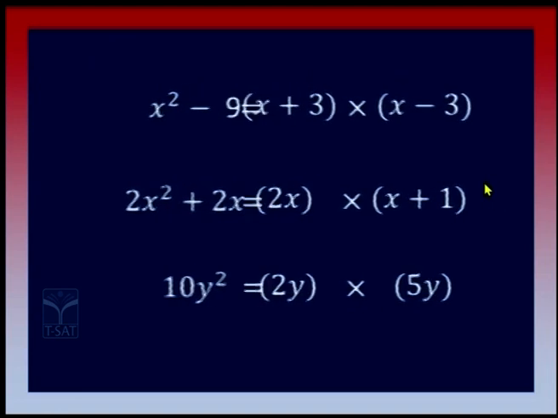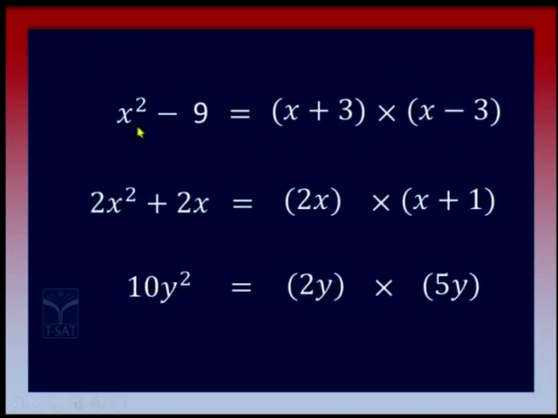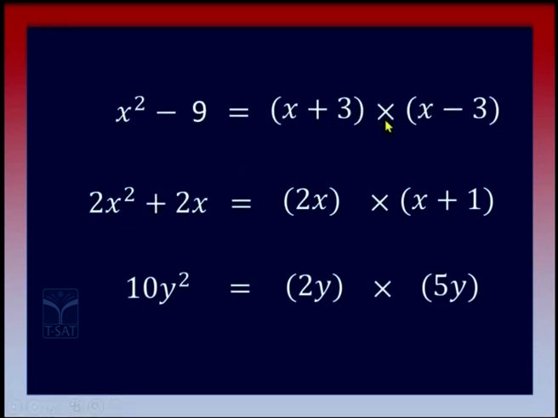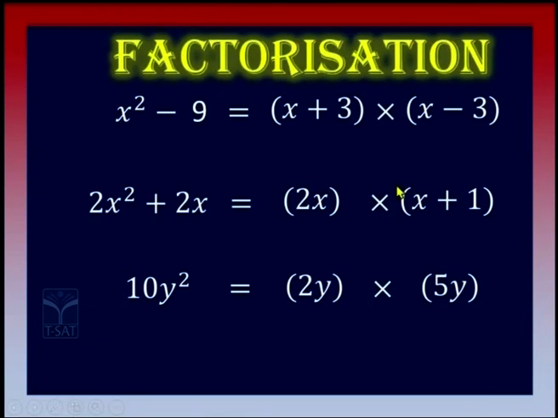Suppose you take them in reverse order. That means x square minus 9 is split into two mathematical expressions which are under multiplication. That means x square minus 9 is expressed as x plus 3 into x minus 3. Similarly, 2x square plus 2x is expressed as 2x into x plus 1, and 10y square is equal to 2y into 5y. So this way of writing a single mathematical expression as terms which are under product is called factorization. This is the topic we are going to learn today.